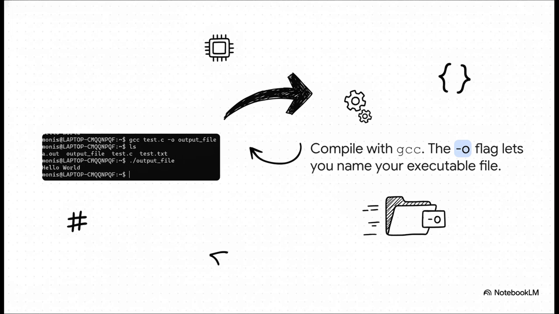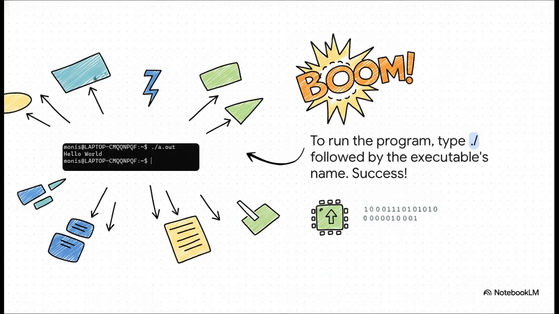For the translation step, we use a command called gcc. We tell it what file to compile, and then, and this is a really good habit to get into, we use the -o flag to give our final program a name. If you don't, Linux just calls it a.out, and that gets really confusing when you have more than one project. So always use -o.